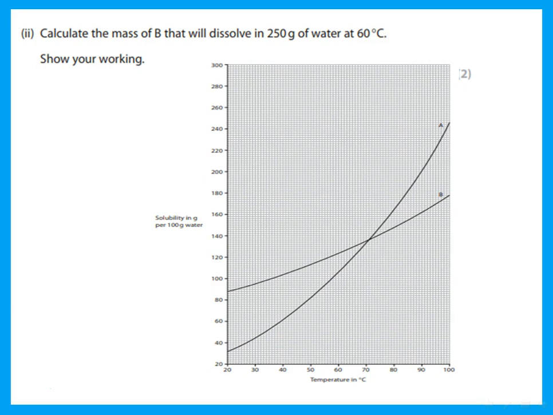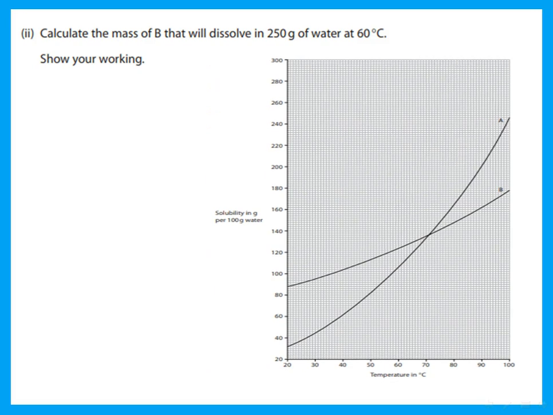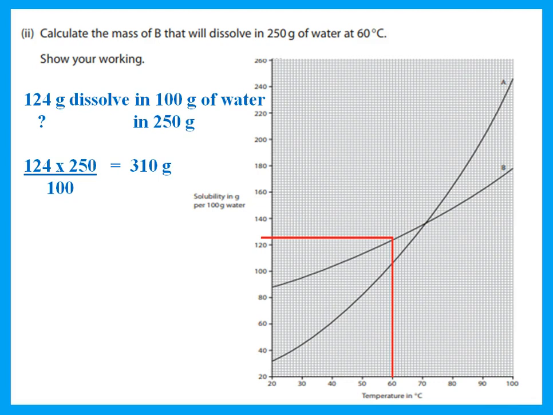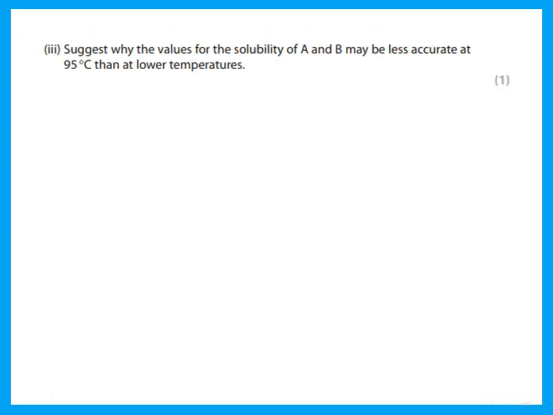Calculate the mass of B. So which one is B? That's the lower one. B will dissolve in 250 grams at 60 degrees Celsius. First of all, remember that this is the solubility per 100 grams of water. So he wants the solubility at 60. So at 60, I go up to graph B. I will find that from the graph, I have about 124 grams dissolved in 100 grams of water. He wants how much will dissolve in 250. So that will come out to be 310 grams.